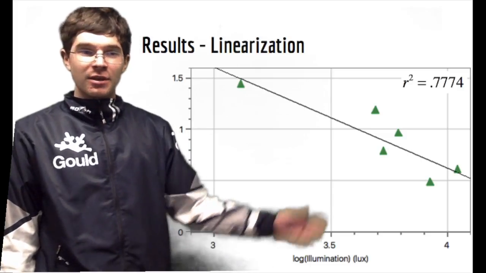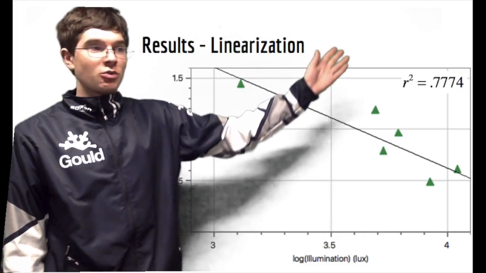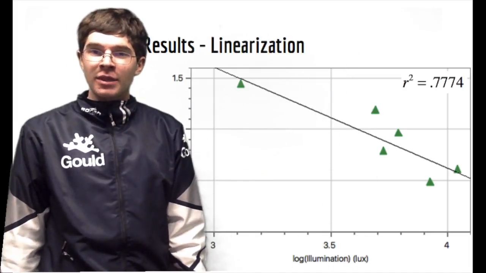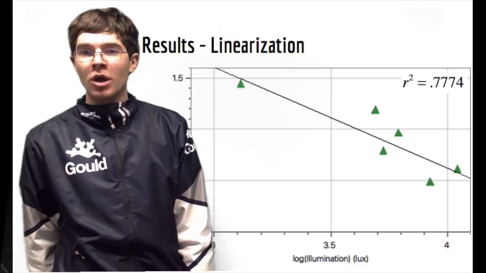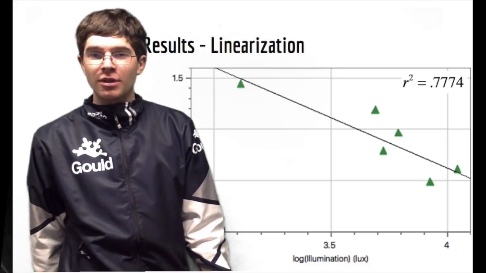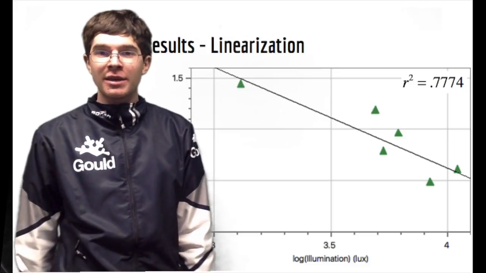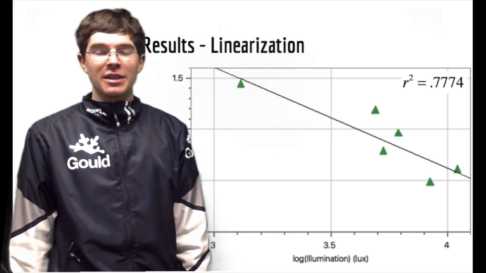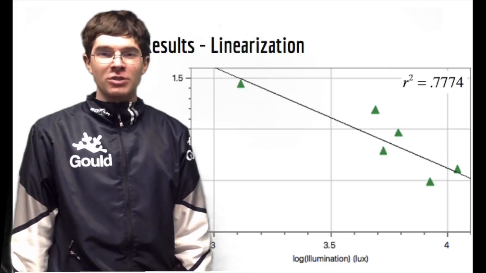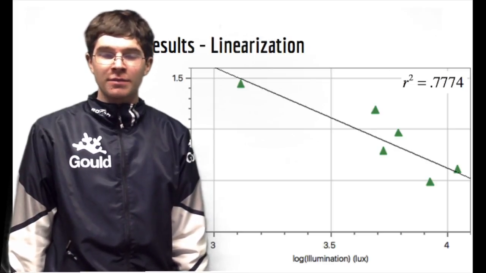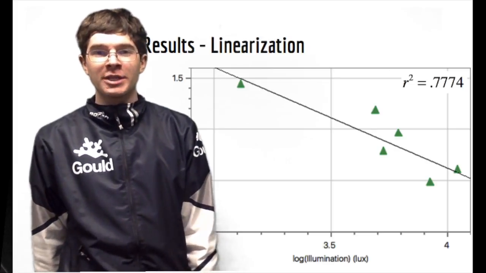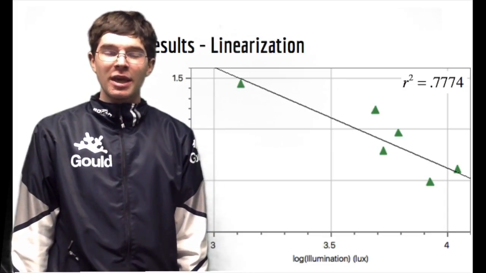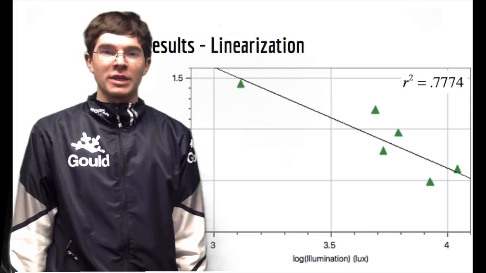So as you can see, this process was done and a line was produced with an r-squared of 0.7774, so about 0.78. This is somewhat close to 1. It's still not as high as it would ideally be, so it's unclear how good of a fit this actually is. And as you can see, there are significant deviations of individual points from this line as well. So further experimentation is really necessary to determine whether the relationship between illumination and ET50 is truly an inverse relationship.